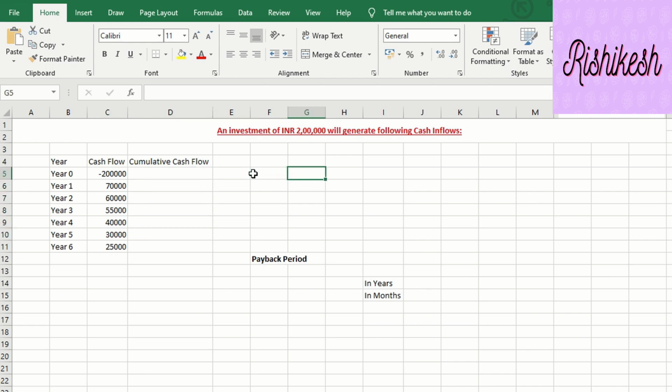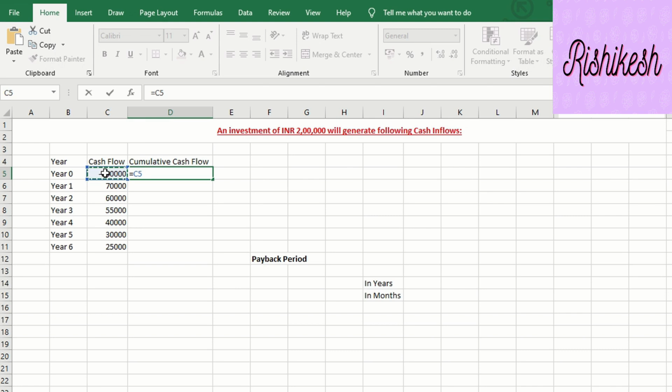Now, what is payback period? The period in which you can take out all your investment, right? Investment is of 2 lakh rupees, or the period in which the cumulative cash flow or the net cash flow becomes zero. That will be considered to be your payback period. So can I say that in the beginning, the cumulative cash flow will be minus 2 lakh.